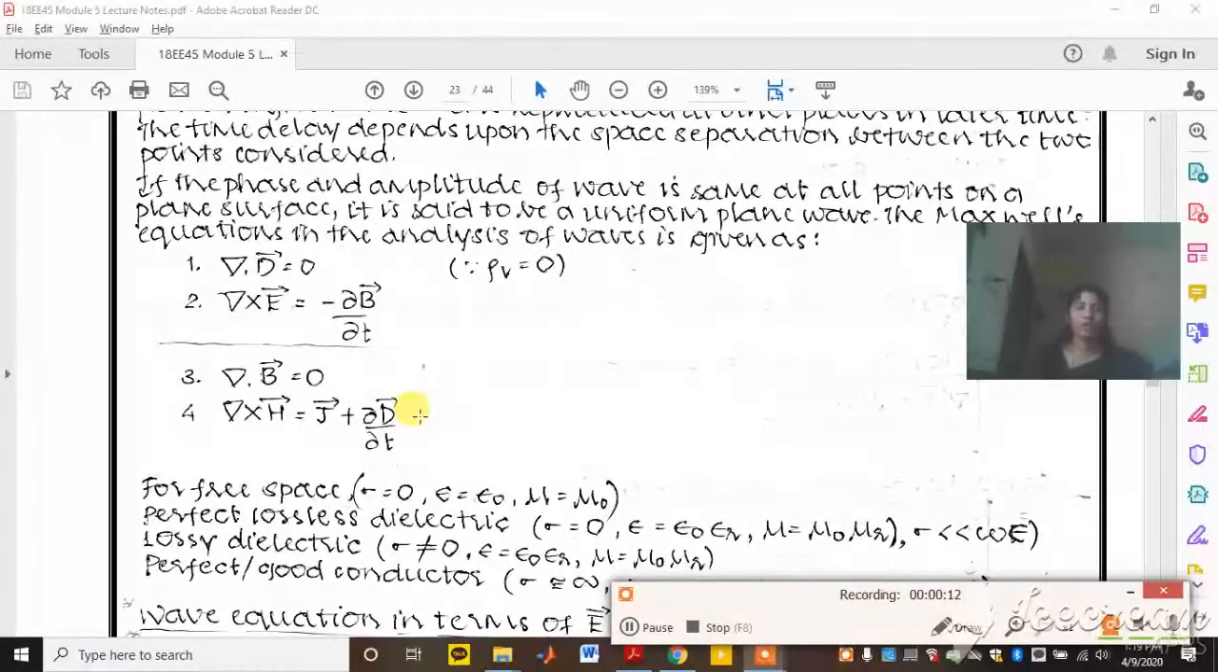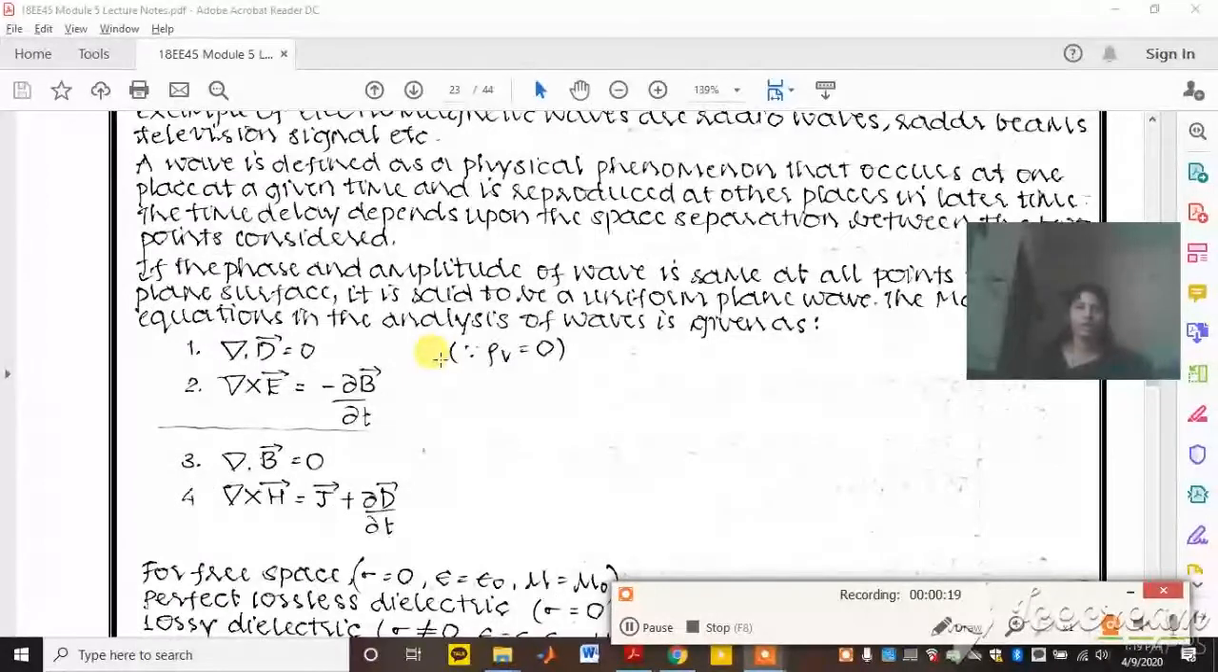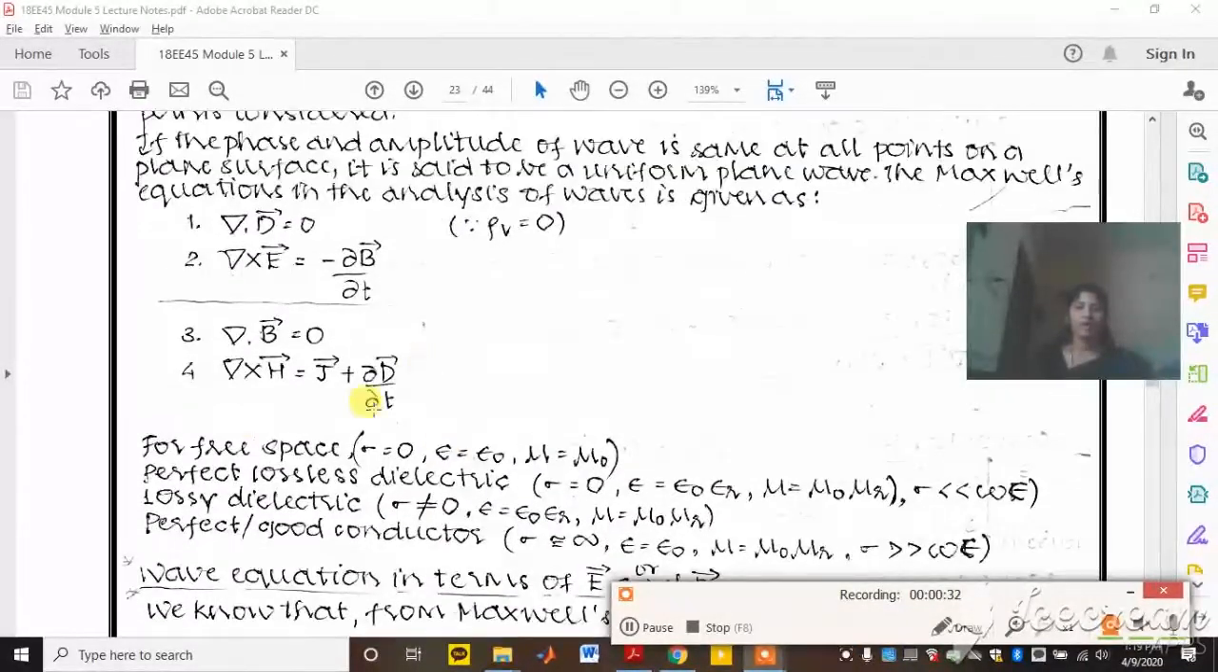Why we want to utilize Maxwell's equations for time varying fields: a wave is nothing but a physical phenomenon that occurs at one point in a given period of time and is reproduced at another place. Here the time is changing, so we need a time varying analysis. For that, we are going to utilize divergence D is equal to 0, curl E is equal to minus dou B by dou t, divergence B is equal to 0, curl H is equal to J plus dou D divided by dou t. All these are Maxwell's equations for time varying field analysis.